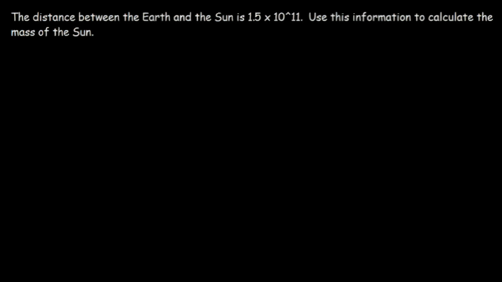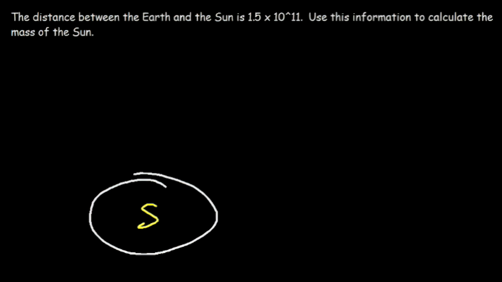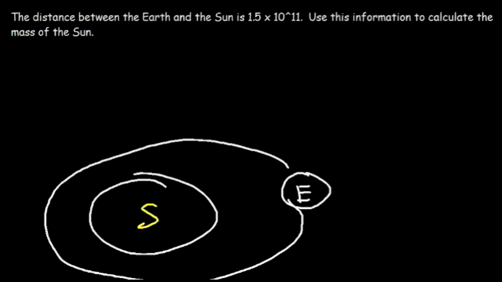So let's see what the situation is. So let's say this is the Sun, and we have the Earth revolving around it. So the Earth behaves as a satellite around the Sun. And the Sun exerts a gravitational force on the Earth. And that gravitational force on the Earth provides the centripetal force that keeps the Earth in orbit around the Sun. So knowing that, we could set the gravitational force equal to the centripetal force.